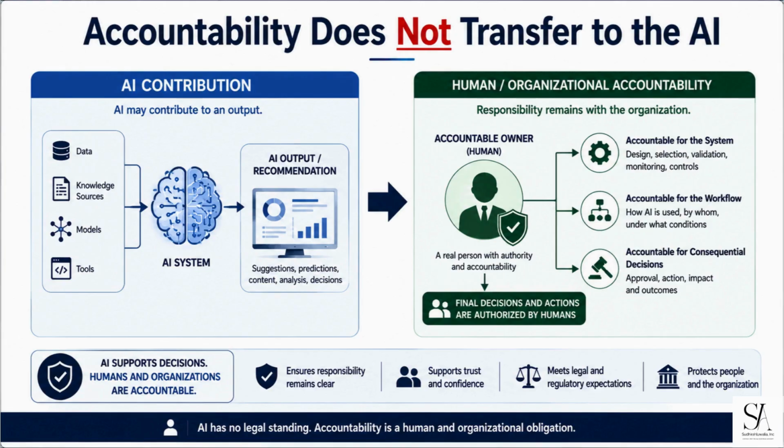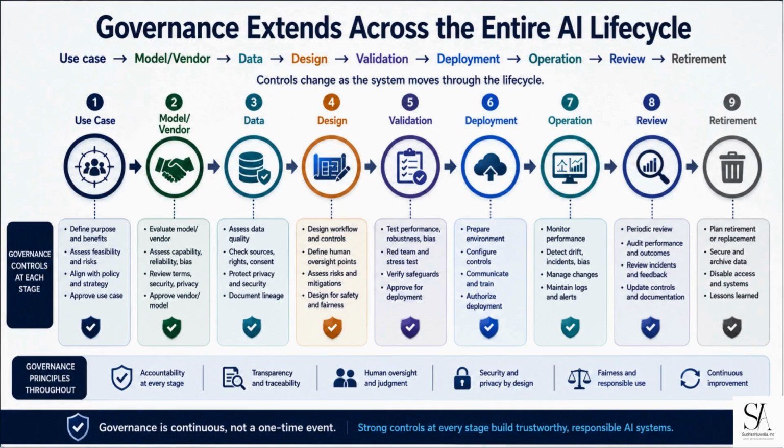During operation, governance shifts toward controlled use. Standard procedures, training, role-based access, monitoring, human oversight, incident response, and logs help ensure that the approved design is actually followed in practice. Later reviews ask whether the system remains fit for purpose. Changes in performance, data, models, vendors, regulations, or business requirements may require the system to be modified or reassessed. Governance therefore includes both approval and continuing challenge.